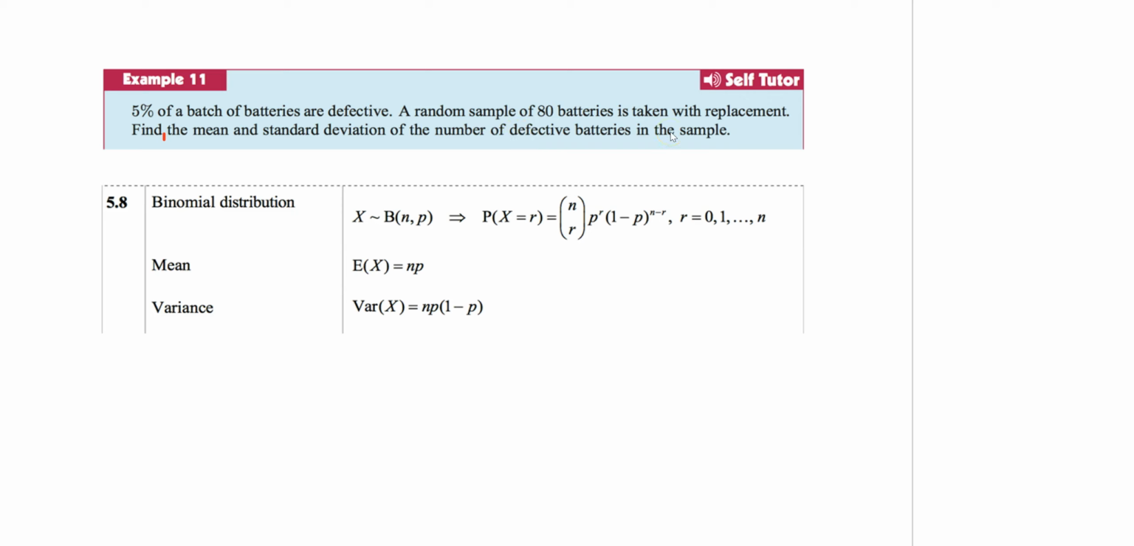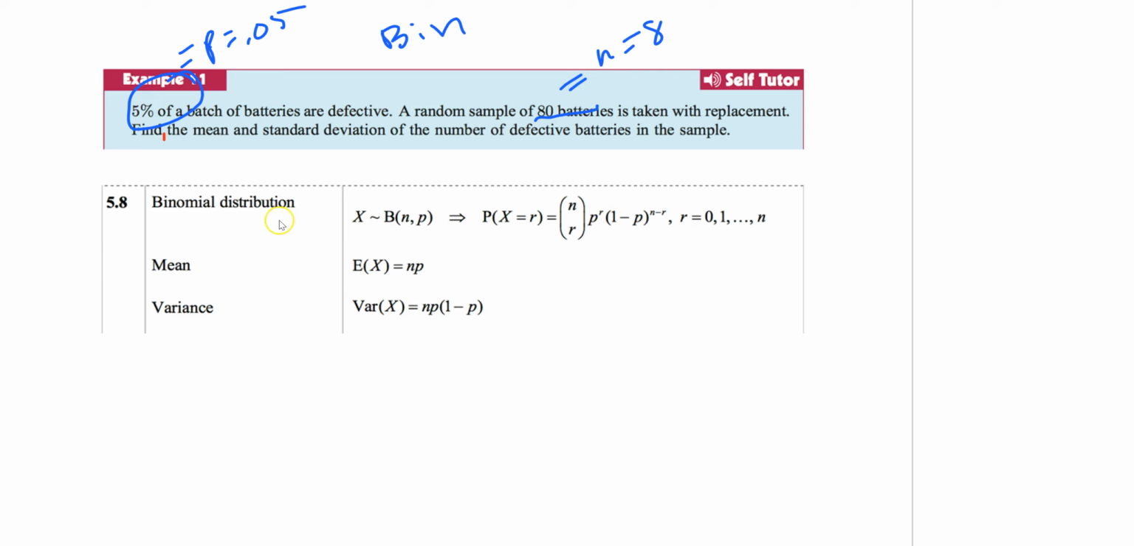So again, for me, these are like, oh, they're talking about 5%, they're talking about a total sample. I see this and I automatically go binomial. This is a binomial question. They give me some percentage, they give me a random sample, it's binomial. This is going to be my probability, which is 0.05. This is my n, 80.